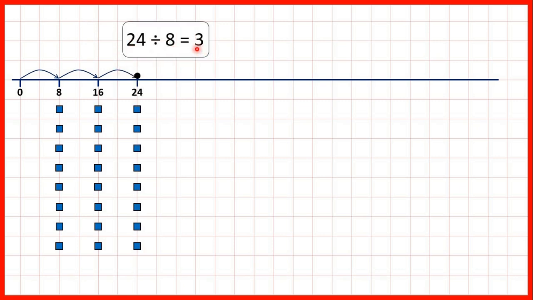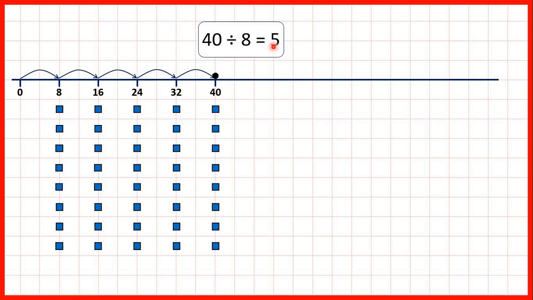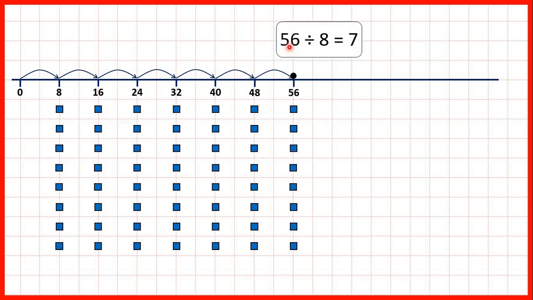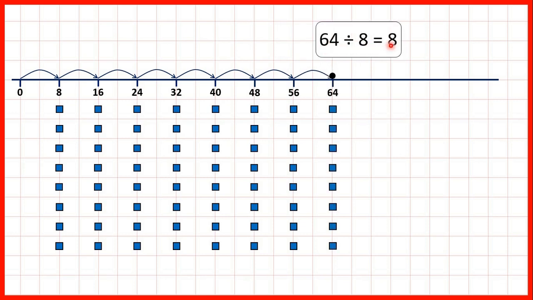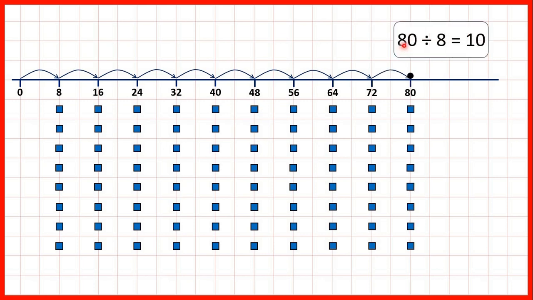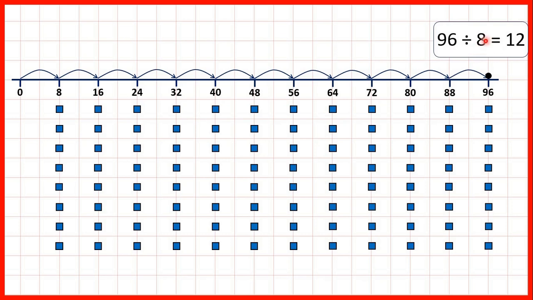24 divided by 8 is 3, because if we have 24 counters, we can make 3 groups of 8 or 8 groups of 3. 32 divided by 8 is 4. 40 divided by 8 is 5. 48 divided by 8 is 6. 56 divided by 8 is 7. 64 divided by 8 is 8. 72 divided by 8 is 9. 80 divided by 8 is 10. 88 divided by 8 is 11. And 96 divided by 8 is 12.